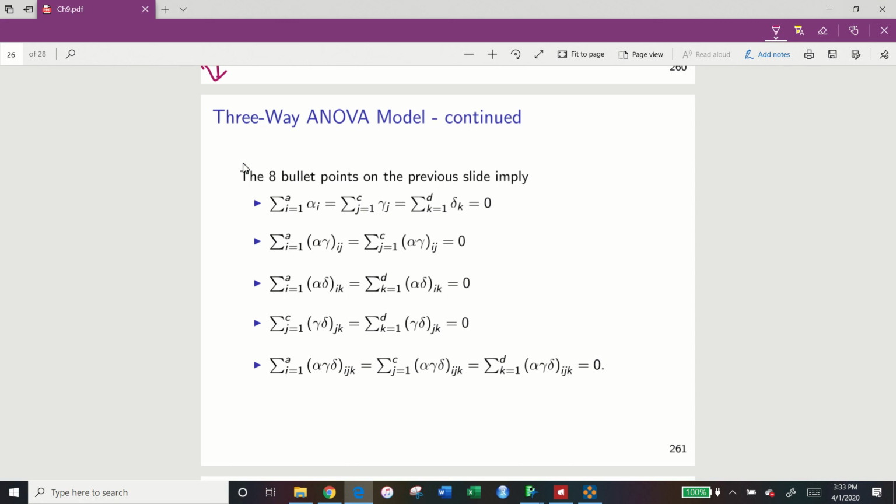And the summation of i equals 1 to a of alpha times delta ik is equal to the summation of k equals 1 to d of alpha times delta ik is equal to 0. And the summation of j equals 1 to c of gamma times delta jk is equal to the summation of k equals 1 to d of gamma times delta jk is equal to 0.